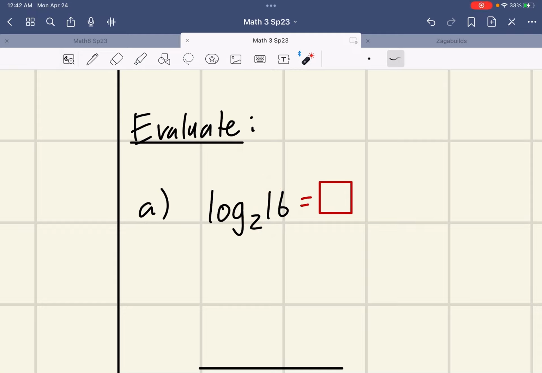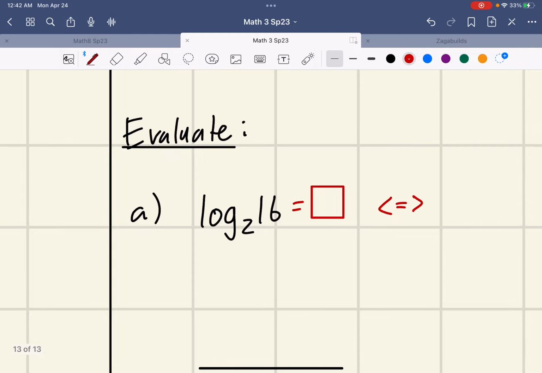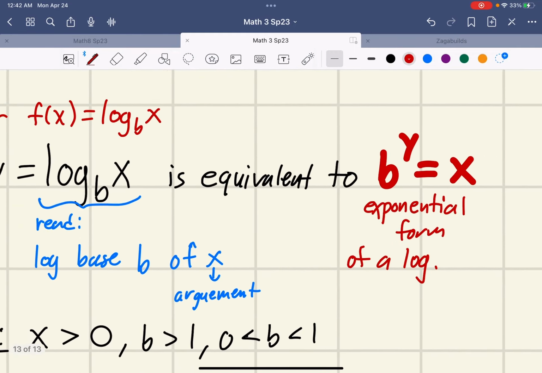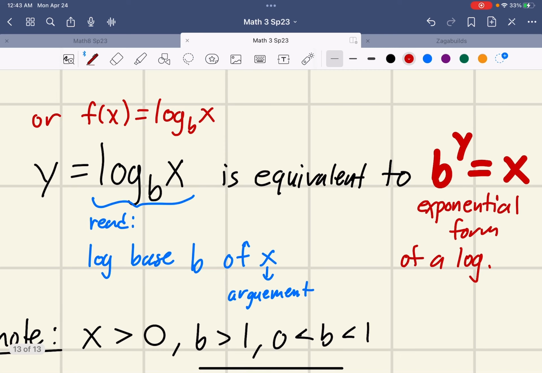If it's not a power and the 2 is a base, don't try to do 2 to the 16th power. That's not how these work. What you're supposed to do, like I said, is rewrite this into its exponential form. Now, look back at this exponential form, and I will highlight it because it's the most important property when it comes to a logarithm.